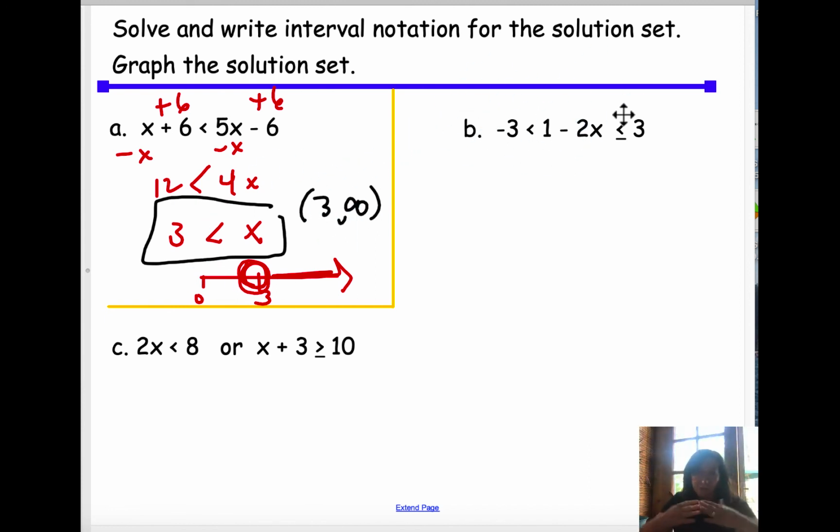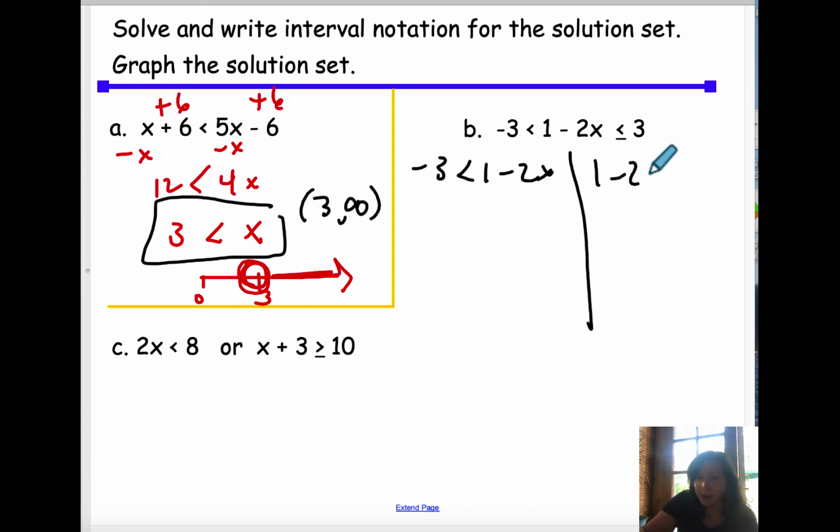This one, again, has two parts to it, right? This is your and. So you've got -3 is less than 1 minus 2x, and then you've got 1 minus 2x is less than or equal to 3. I think the tricky part for this problem is that you have to be able to see that this is an equation right here, and this is an equation here. You have to be able to distinguish that those are two separate equations.